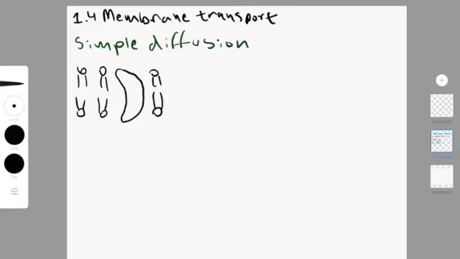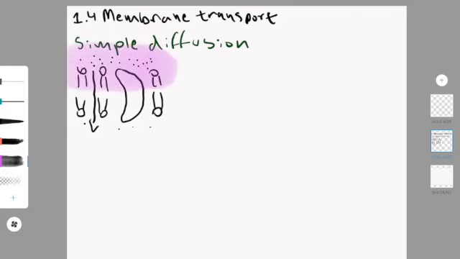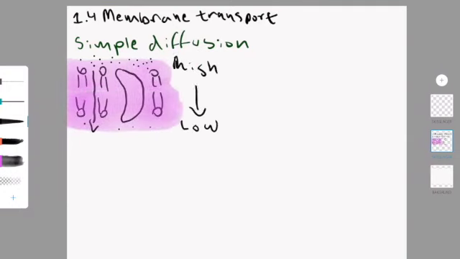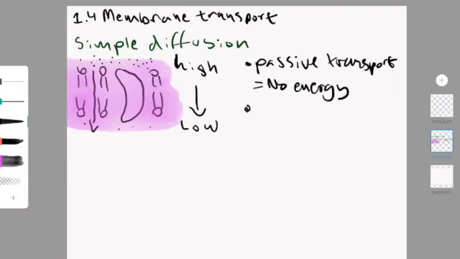It is passive, meaning that no energy is required. You can think of it like paying for a bus ticket: in this way, the substances are just walking across. They don't have to pay for a bus ticket. No energy is required. Meanwhile, if it's active transport, you do need to pay, aka you need to add ATP, which is a form of energy. But this one is passive.